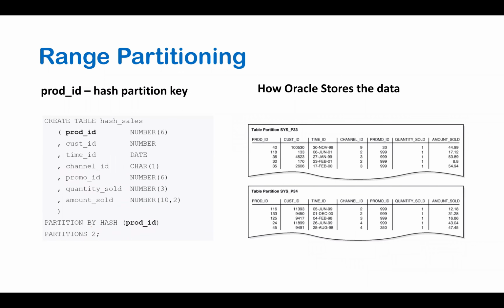Hash partition means based on the product ID, you are selecting the hashing. So it will generate some hash value, which partition it should go for. Then it will go for some partitioning. See, this partitioning automatically it is selecting P33, P34.